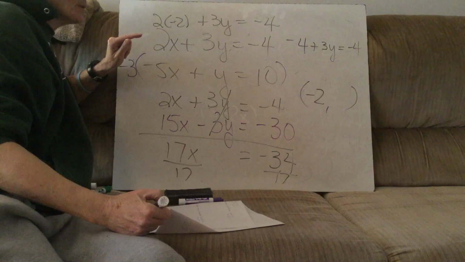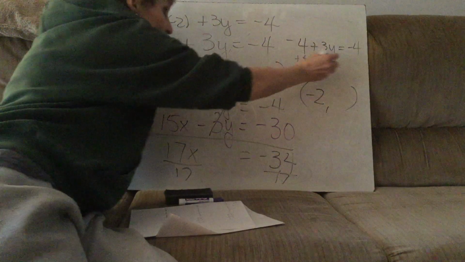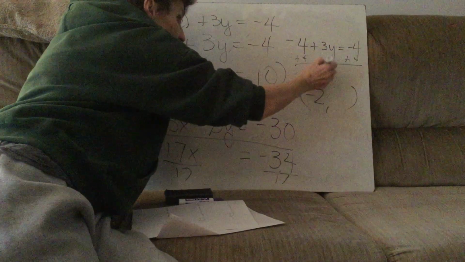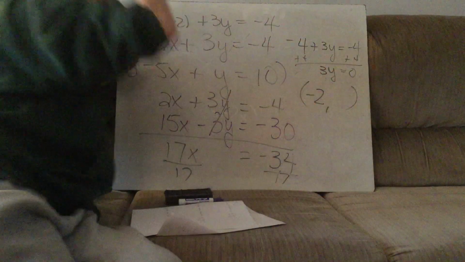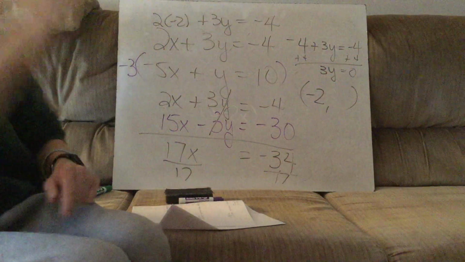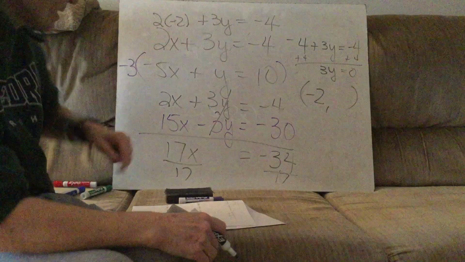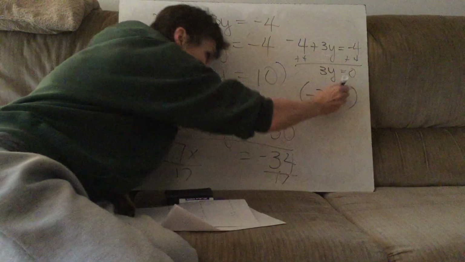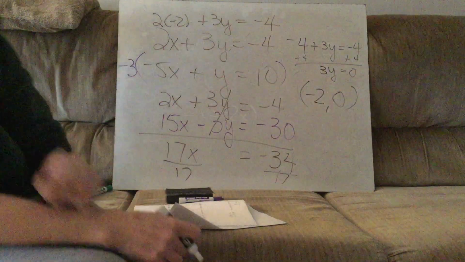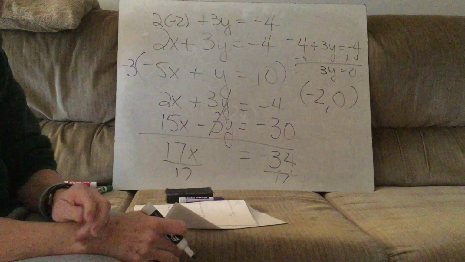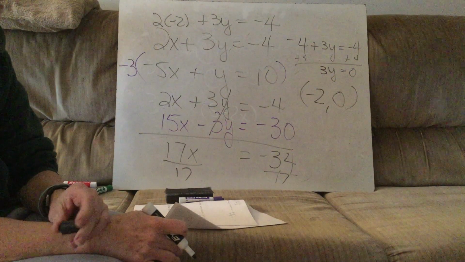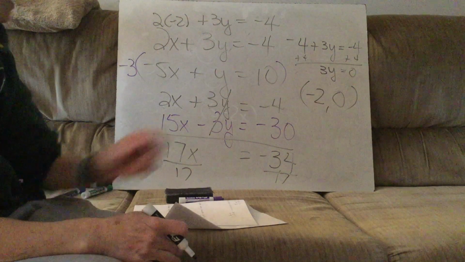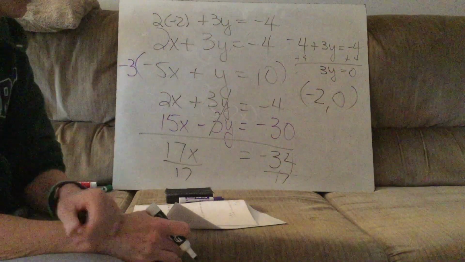Well, shoot. When I add 4 to both sides, what happens? I get 3y equals 0. Now, that doesn't mean no solution, folks. If 3y equals 0, that simply means y equals 0. So my answer is negative 2, comma, 0. That is the point where these two lines cross each other.